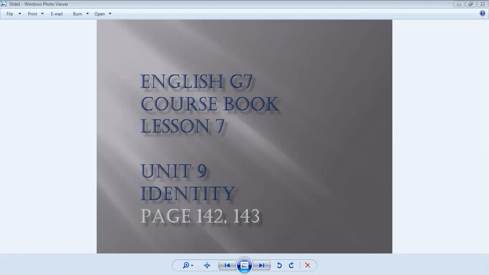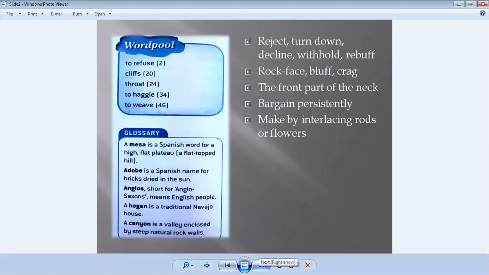Before we start, let's have a look at the word pool: refuse, cliffs, throat, to haggle, and to weave. Do you know any of those words? For example, refuse, what does that mean? Anyone? Refuse, what does it mean?